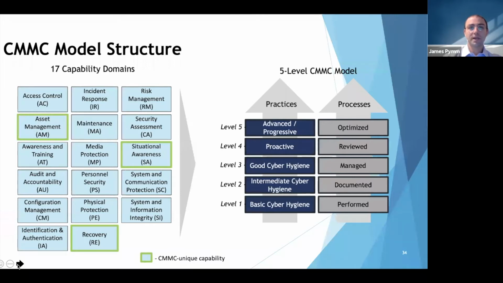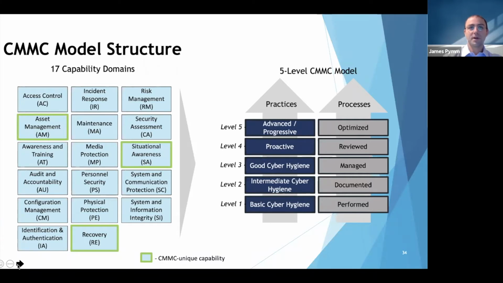In the graphic to the right, you can see how CMMC is organized into 5 levels. In terms of practices or controls, they range from basic cyber hygiene at level 1 to good cyber hygiene at level 3, all the way to advanced progressive at level 5. We're going to focus on levels 1 through 3 since most of the folks listening in are going to be working towards either levels 1 or 3.